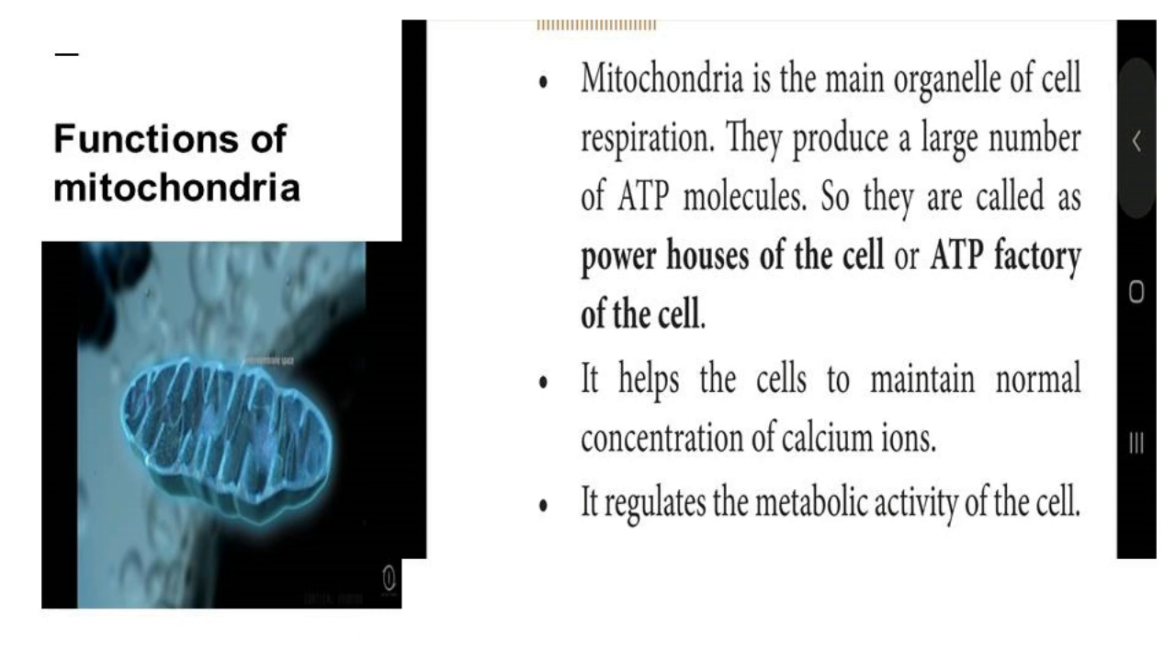Functions of mitochondria. Mitochondria is the main organelle of cell respiration. So it produces a large number of ATP molecules, and I already told you it is the powerhouse of the cell or ATP factory of the cell. Whether we call it a powerhouse or ATP factory of the cell, it also helps to maintain the normal concentration of calcium ions and also regulates the metabolic activity of the cell. That's why it is called the powerhouse of the cell.